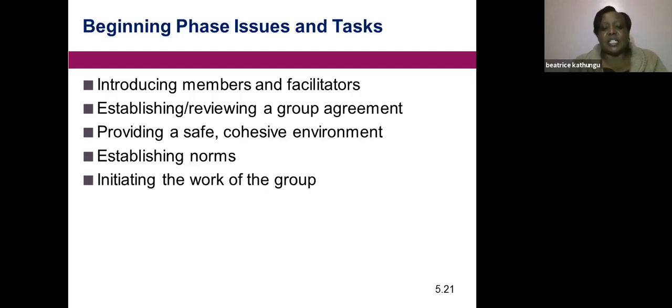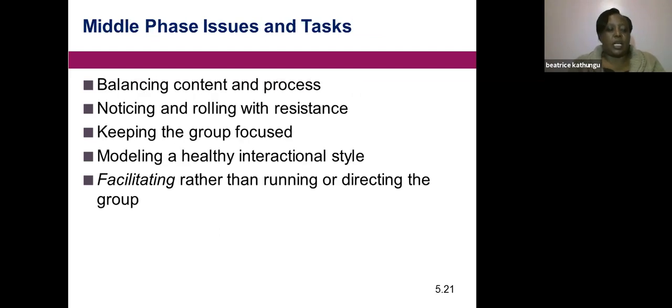These are basics that we think are obvious, but they're not necessarily obvious. So you need to talk about them, discuss them, and agree on them as a group. Some groups will even decide to put them in writing. And the members can even agree what are the consequences of breaking the norms, so that these are agreed upon by the members. Then of course you initiate the work of the group depending on whether it's a content-oriented group or a process-oriented group.